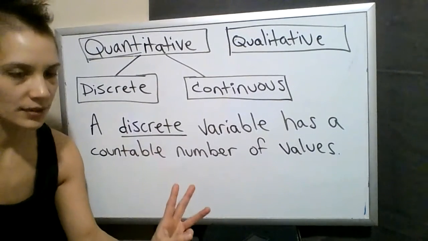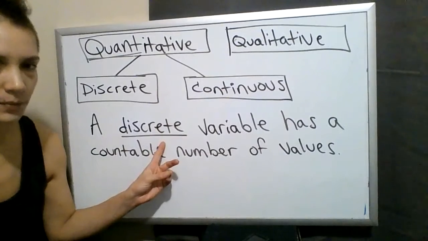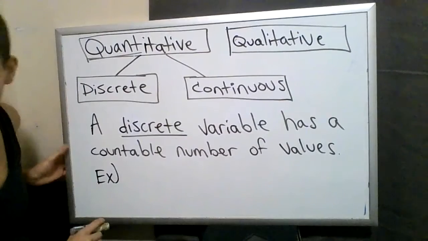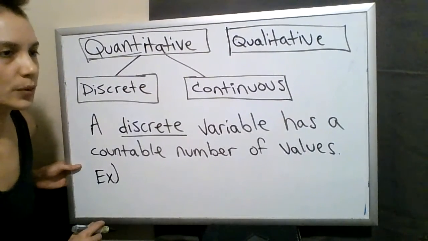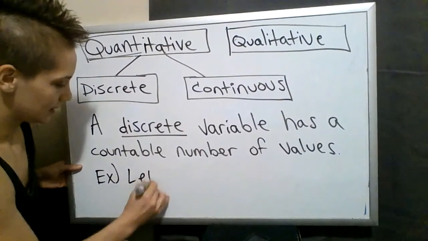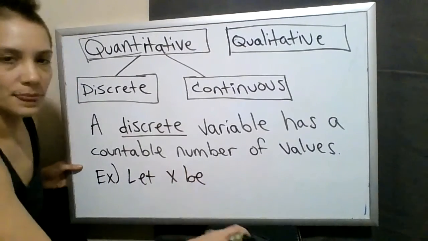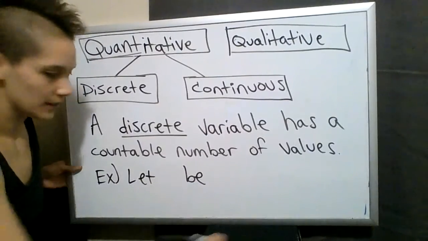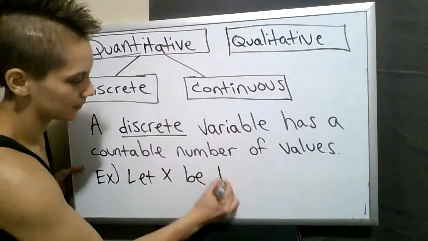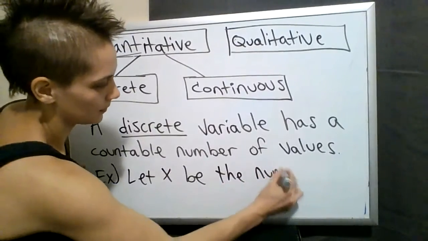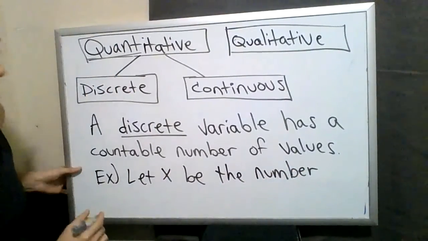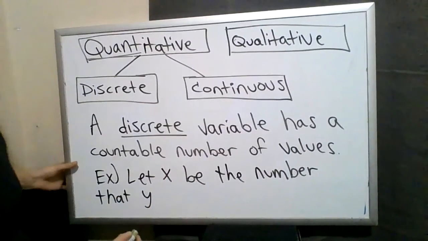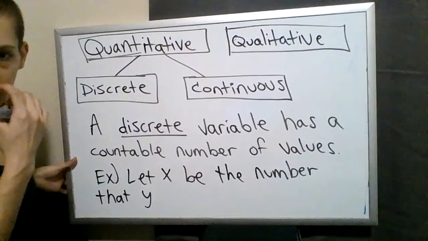Okay, so I've just got 3 examples for this definition. First one, our variable is going to be x. We're going to let x be the number that you get when rolling a fair die. The number that we obtain is the same thing.